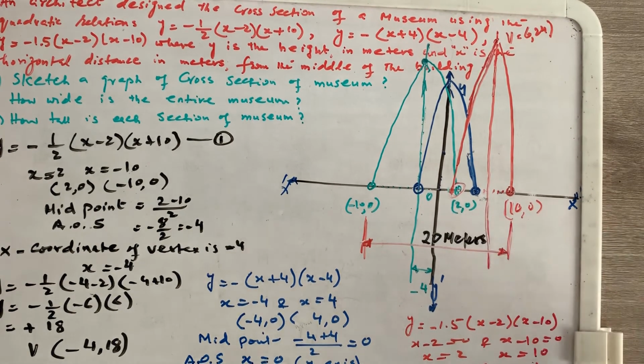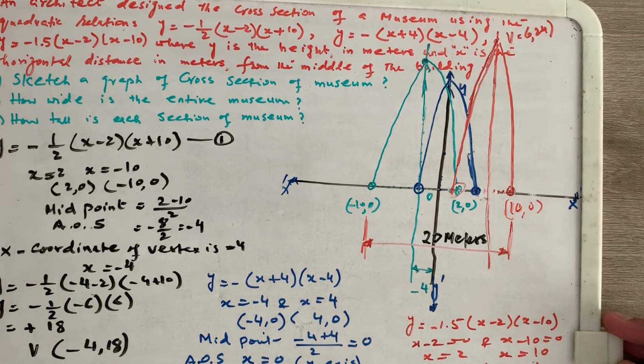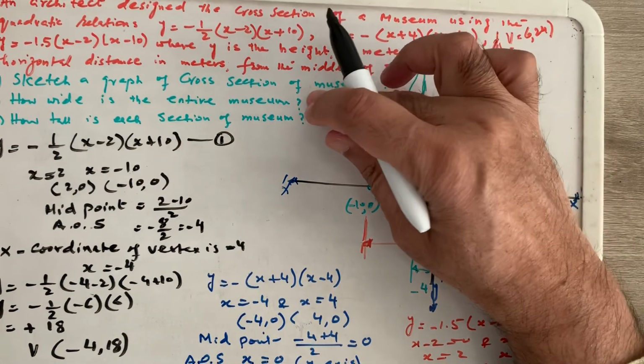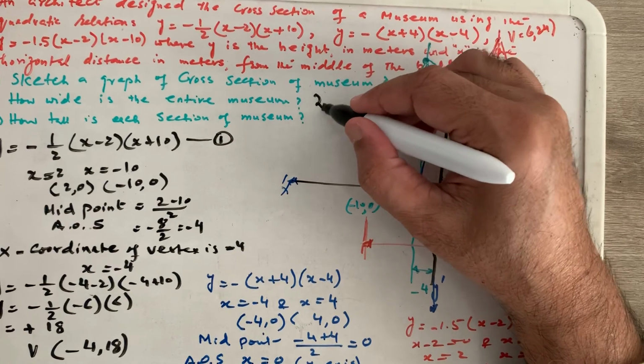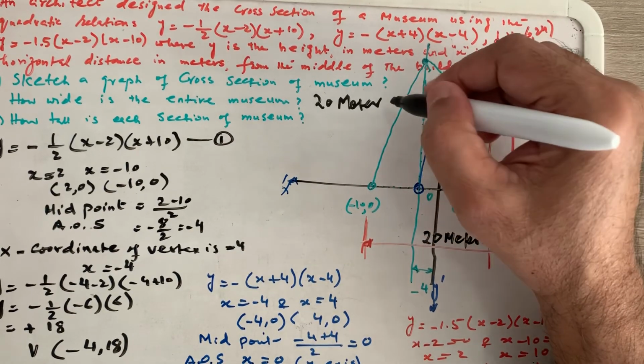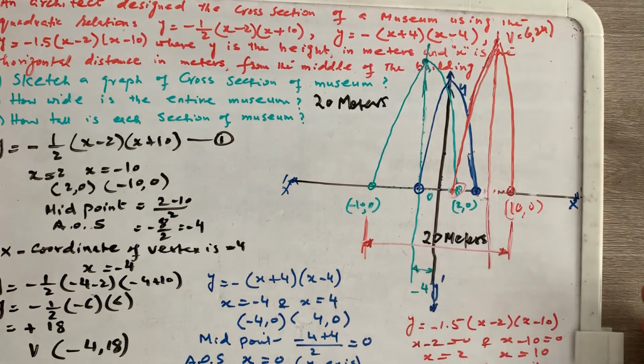And this is also given that x is the horizontal distance in meters. So how far do we have? We have minus 10 to 10, which is 20 meters. This is your part B. So your part B is 20 meters as on the graph. You can explain that as on the graph we can see that this width comes out as minus 10 to 10, which is 20 meters.